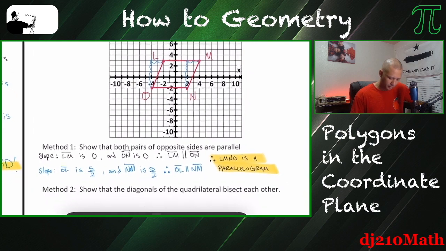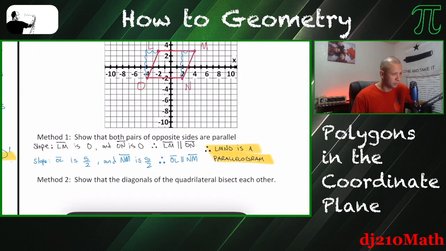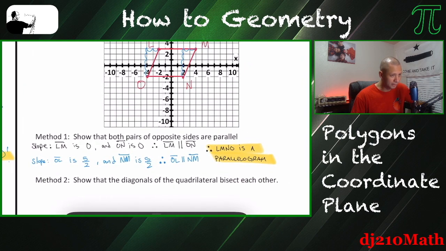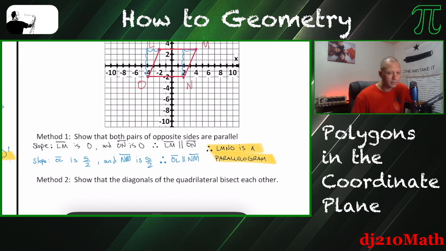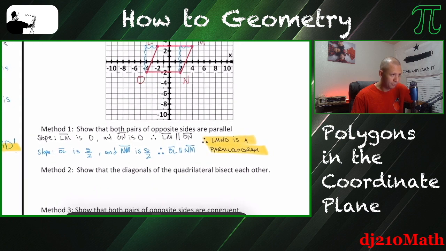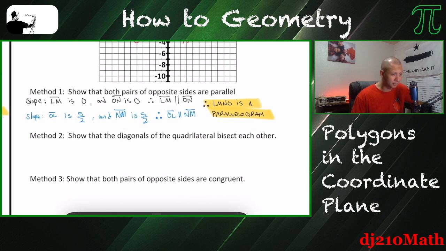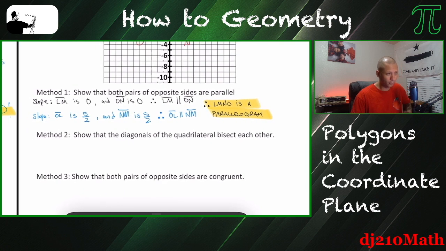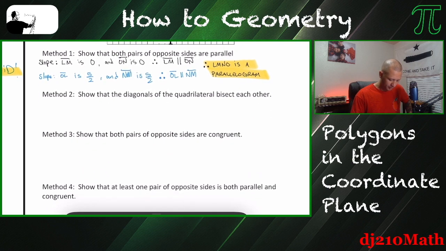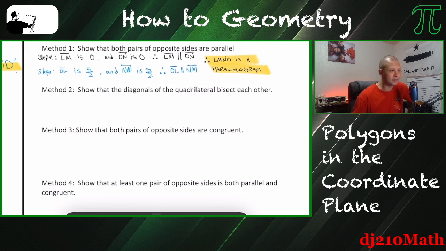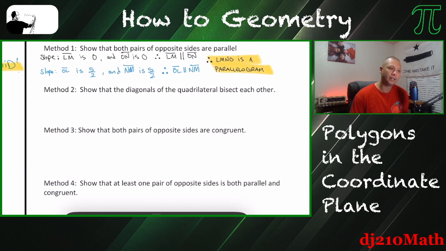So now, there are other methods. You could show that the diagonals bisect each other. That would require using the midpoint formula. You could show that both pairs of opposite sides are congruent, so the distance formula. Or you could show that at least one pair of opposite sides is both parallel and congruent. So you'd use the slope and the distance formula.